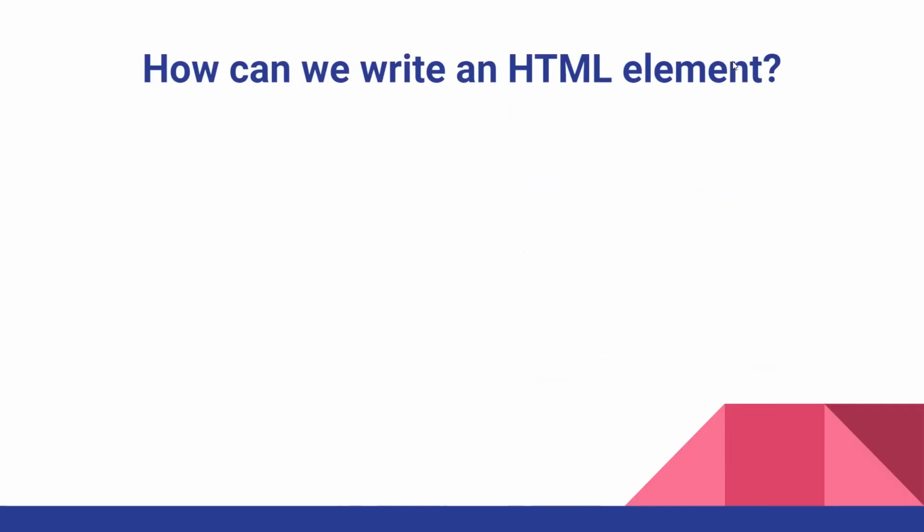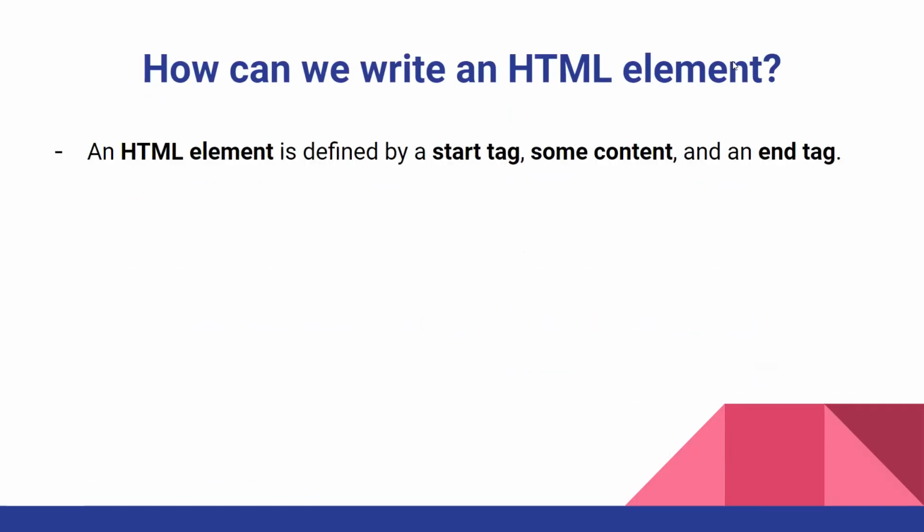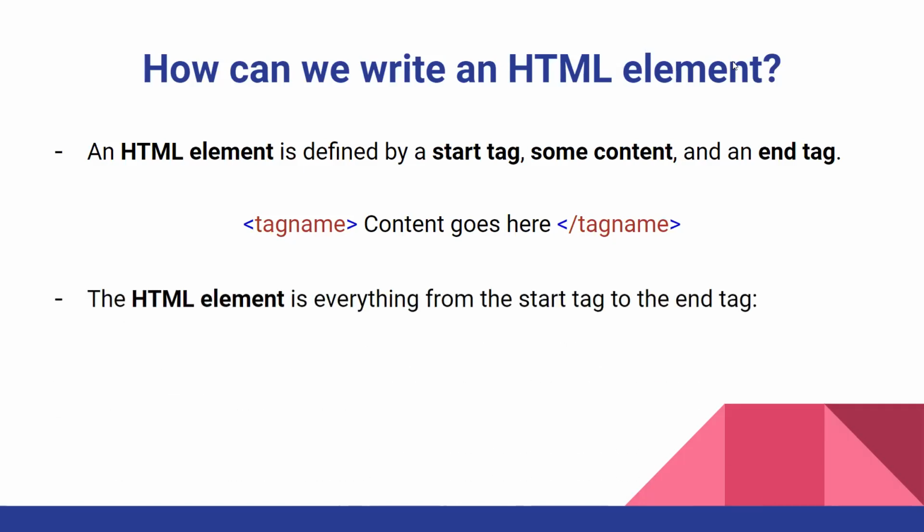How can we write an HTML element? An HTML element is defined by a start tag, some content, and an end tag, like this. The tag name, content goes here, and the end tag with the tag name. Notice that there is a slash in the end tag that defines that this is an end tag, not a starting tag. The HTML element is everything from the starting tag to the ending tag, like this.